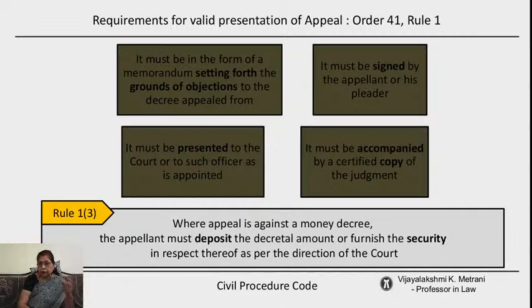So then when he files an appeal, the condition is that he should deposit the decretal amount to the court first, or if he does not deposit, he should furnish the security in respect thereof, that is, in respect of the decretal amount. Whatever is awarded in the decree, for that there should be a security. If the appeal goes against him, then that security is forfeited and the amount goes to the other person, that is, to the person who wins in that case.